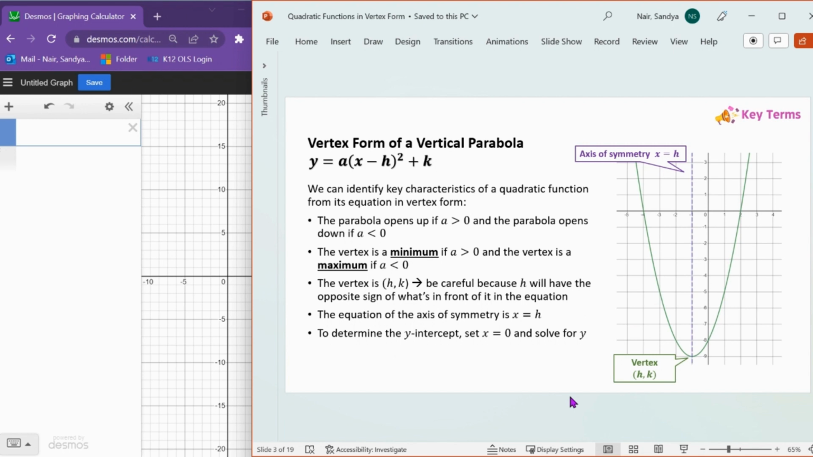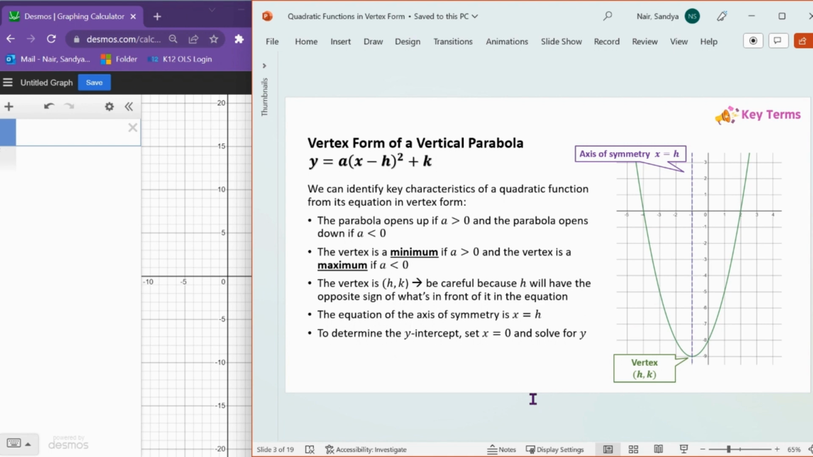Here's vertex form of a vertical parabola. It's y equals a times x minus h squared plus k. And I know that you've seen this equation before in Algebra 1. Remember that this equation tells us the key characteristics of the quadratic function. So the parabola will open up if a is greater than 0, and it will open down if a is less than 0. The vertex will be a minimum if a is greater than 0 because the vertex will be the lowest point on the graph. The vertex will be a maximum if a is less than 0 because the vertex will be the highest point on the graph.